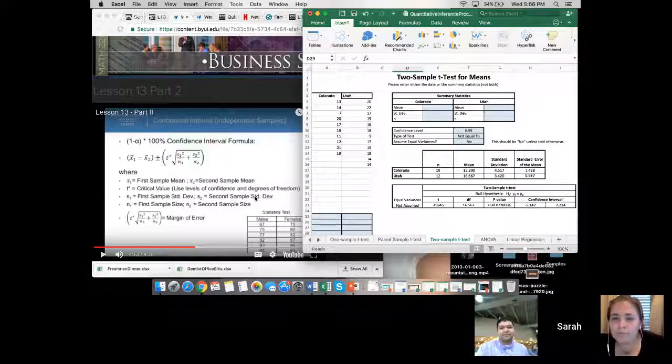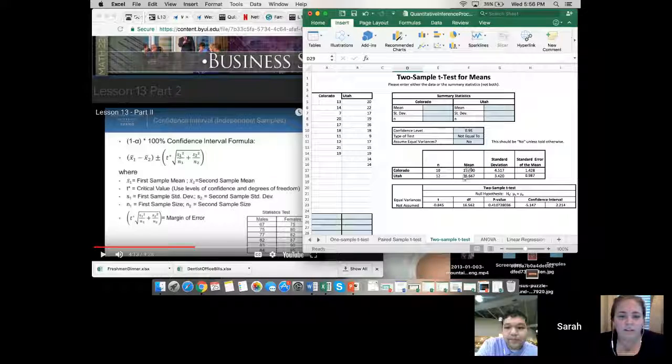I don't think it's required because it hasn't been given to us in the lesson, so I don't know what to put in it. But if you look at that slide, it says x1 equals the first sample mean and x2 equals the second sample mean. Isn't that this? 1 and 2.